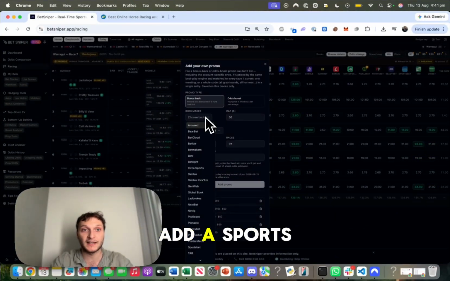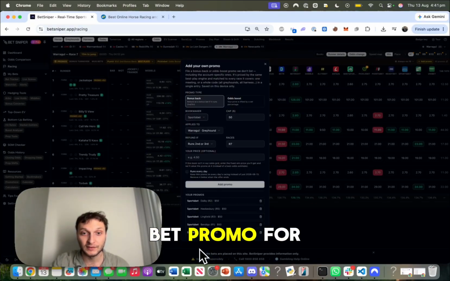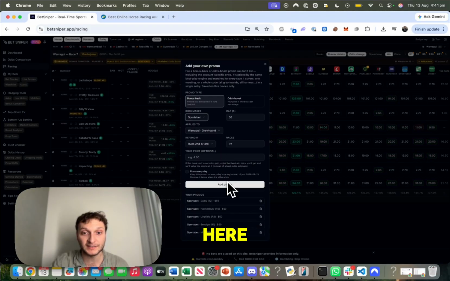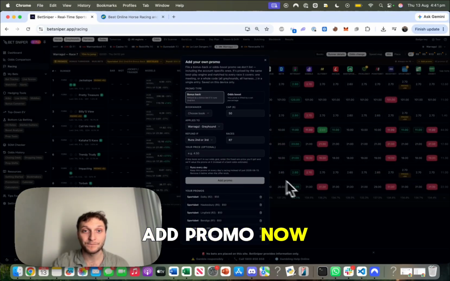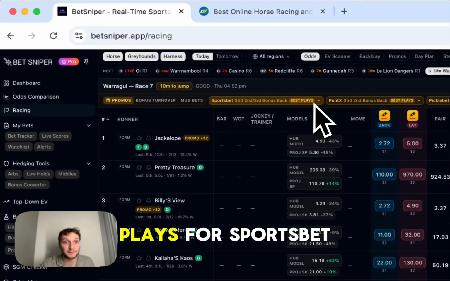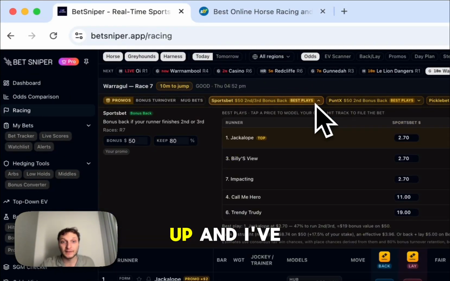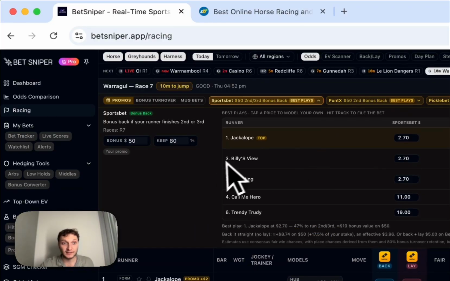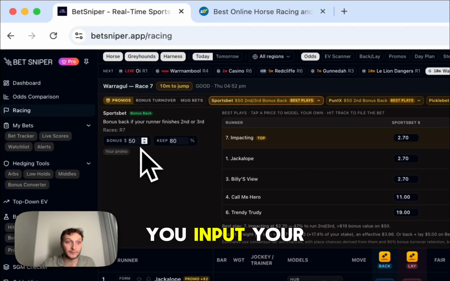So if I just wanted to add a Sportsbet promo for a run second, third, and I can go applies to all races here, add promo. Now that Sportsbet promo is on my account. And so to see the best plays for Sportsbet, I open this up and I've now got my Sportsbet promo plays. So just quickly on the left here, you input your promo amount.